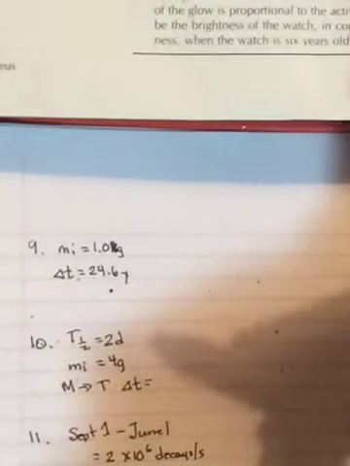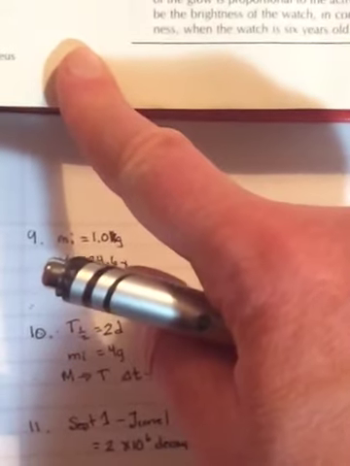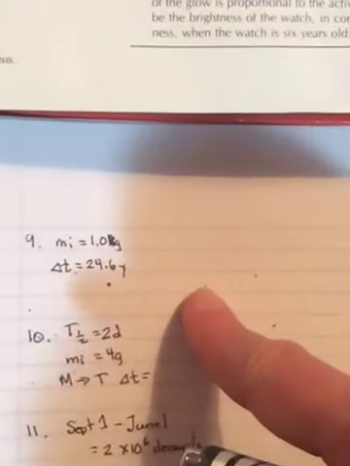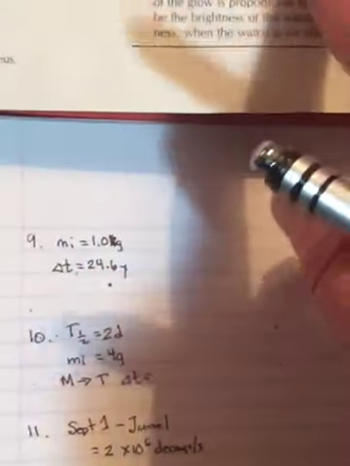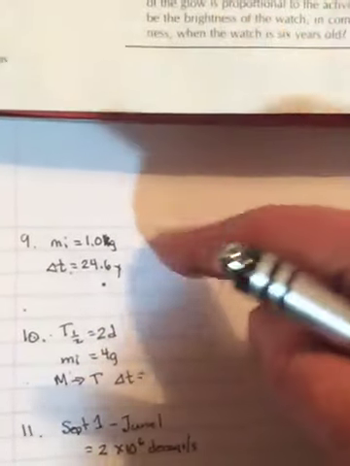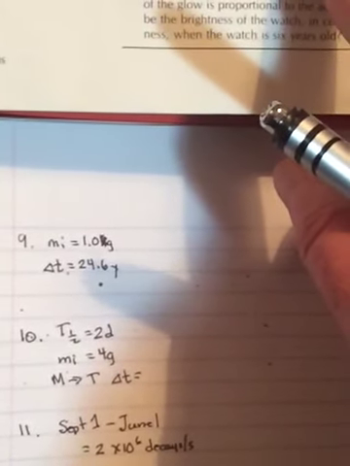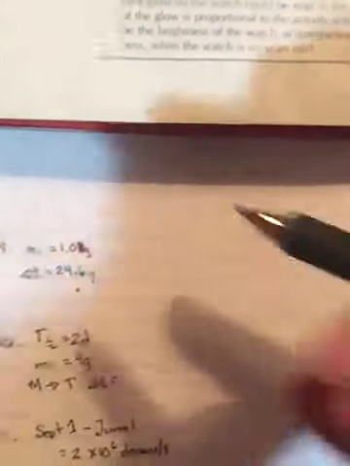Okay, so let's go over your homework questions from Thursday evening. First, on page 622, number 9, says a sample of tritium is produced, 1 gram of tritium. What will be the mass of the tritium remaining after 24.6 years?